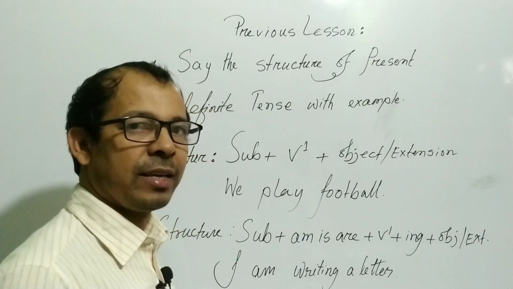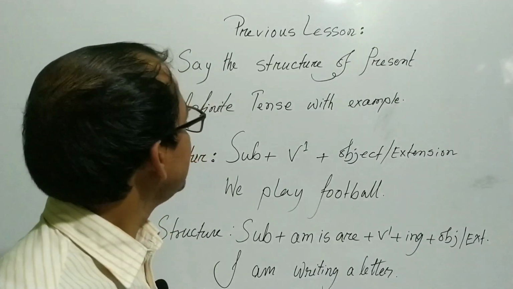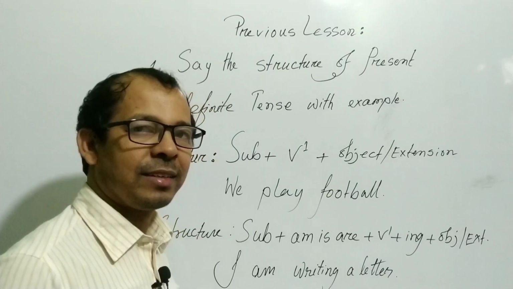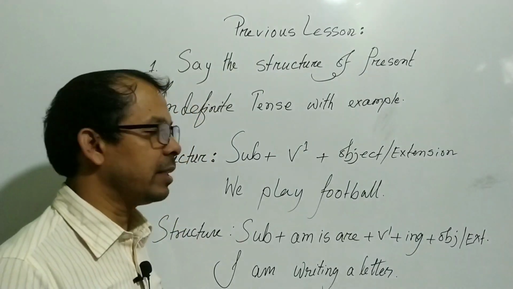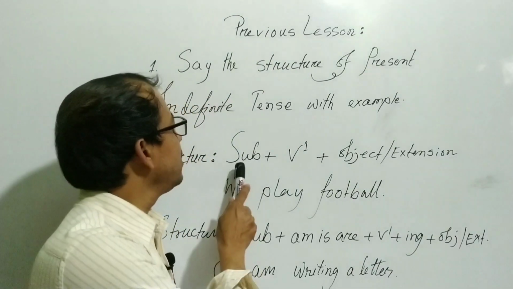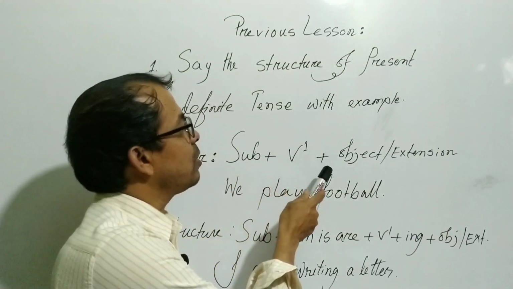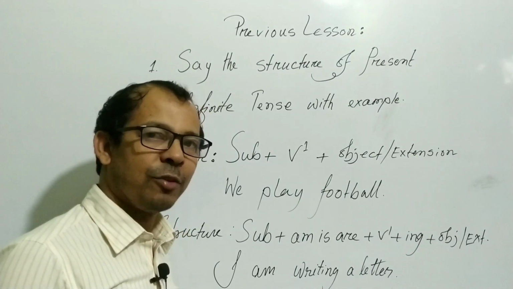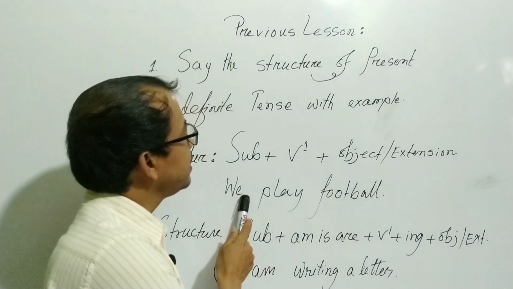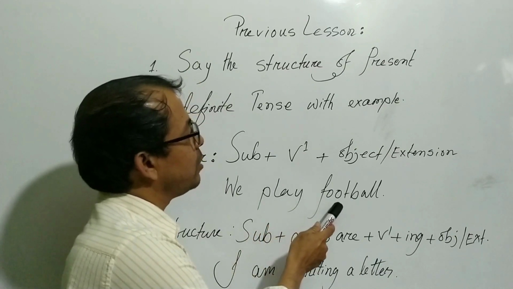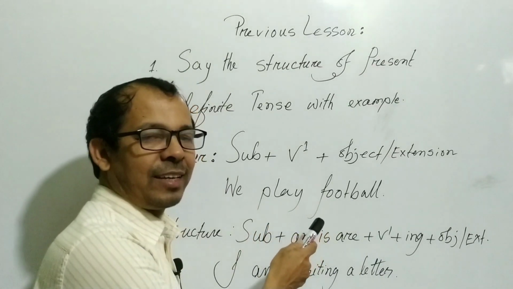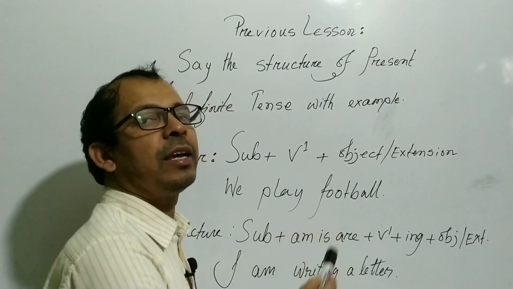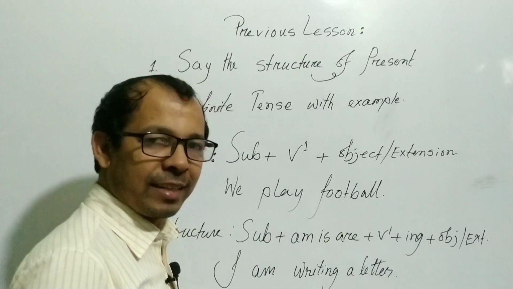So, my dear student, can you tell me the structures of present indefinite with example? Yes, the structures of present indefinite is subject plus V1 plus object plus extension. And the example, we play football. Subject, V1 plus object or extension. So extension, it could be in the field. We play football in the field, isn't it? Thank you, my dear student.